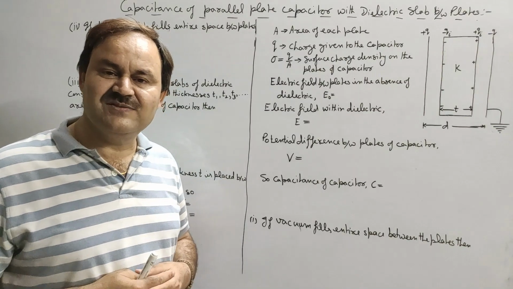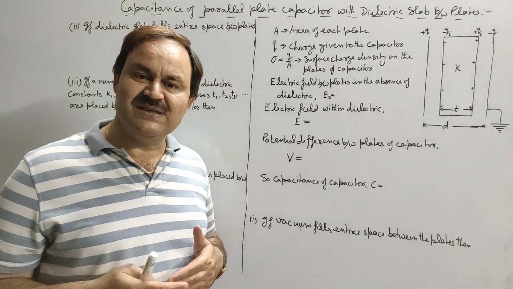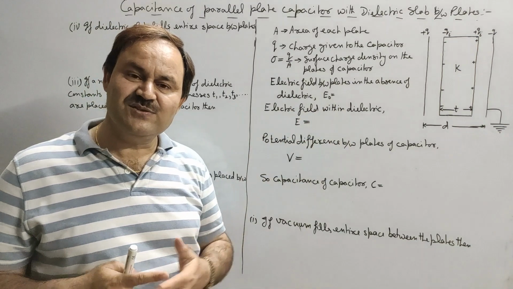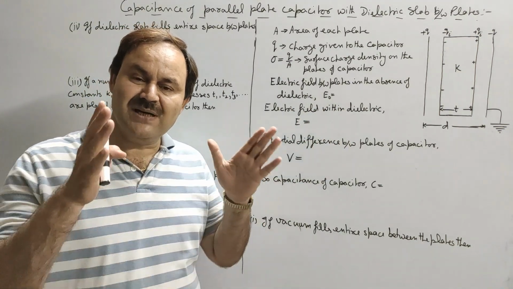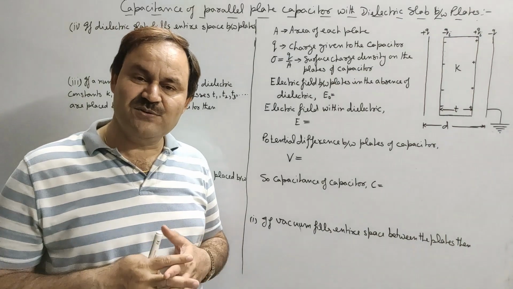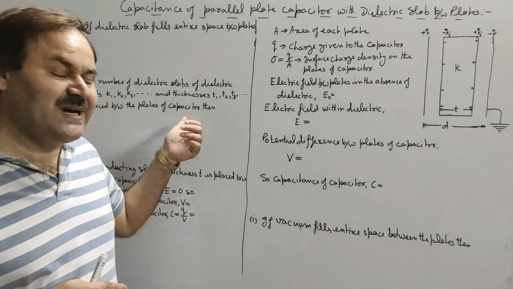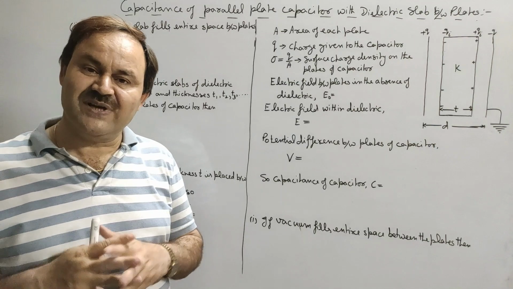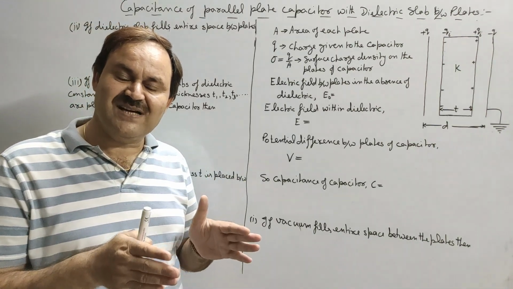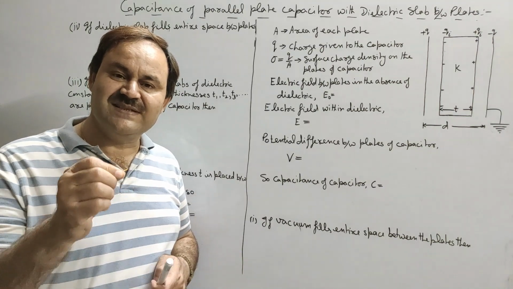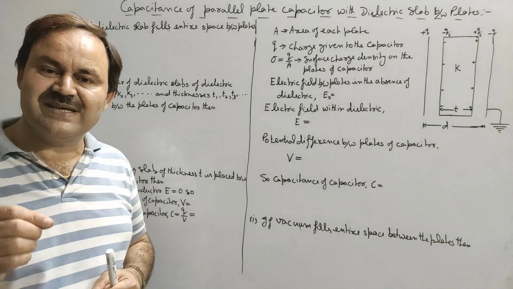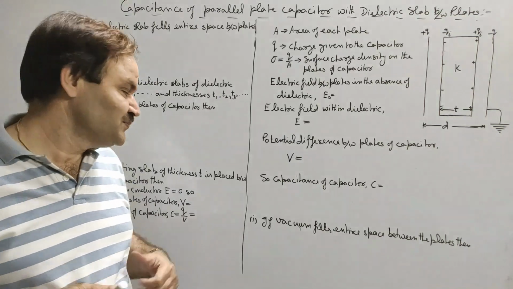Hi friends, in this video related to the chapter capacitance and capacitors, we will determine the capacitance of a parallel plate capacitor partly filled with a dielectric slab. Then the expression obtained will be utilized to determine the capacitance of a capacitor when it is filled with a number of dielectric slabs with thicknesses t1, t2, t3 and so on, having dielectric constants K1, K2, K3, and so on.